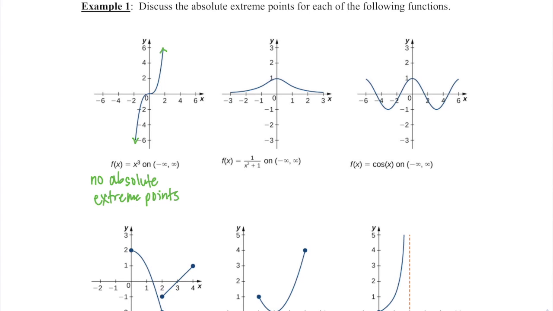But the next function does have a highest value, it looks like at 1 when x is 0. But this function has no lowest value. It appears that this function would keep getting closer and closer and closer to the x-axis, but not ever get there. So this function has an absolute maximum at 0, 1. But no absolute minimum.